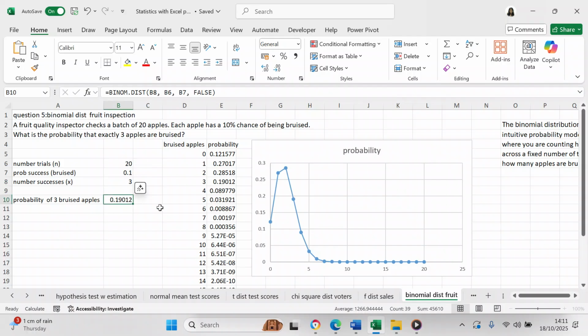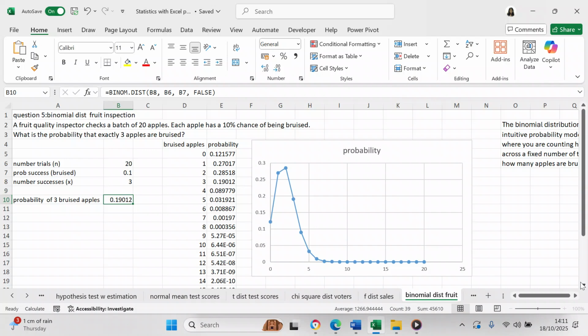So the probability of 3 apples being bruised is your BINOM.DIST. B8 is the number of successes, comma, B6 number of trials. So 3 successes, 20 trials. B7 is 10%, and FALSE means that you get a PDF, the probability distribution function. So that is your probability.